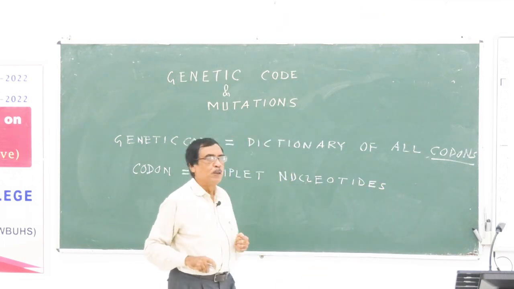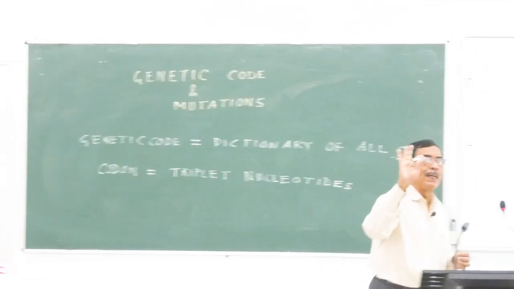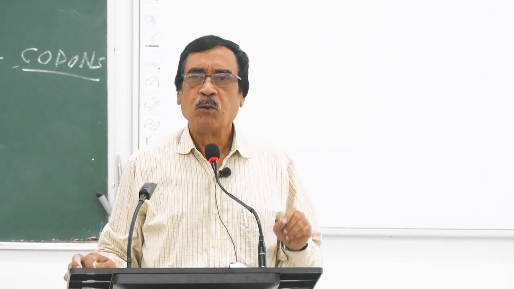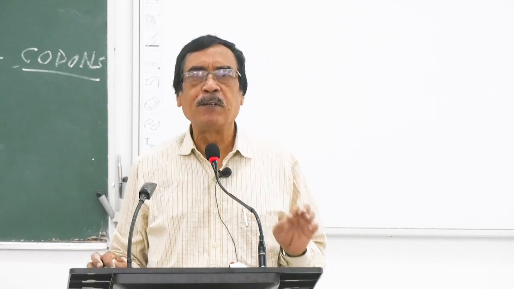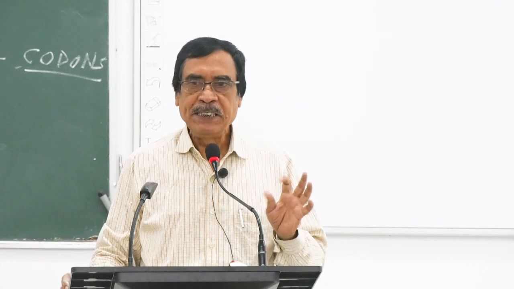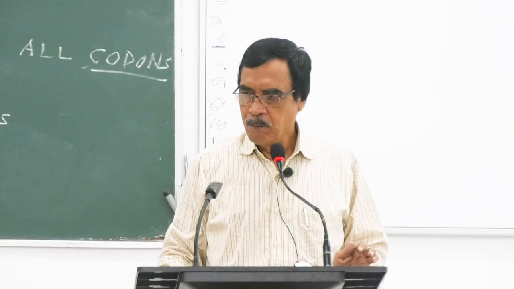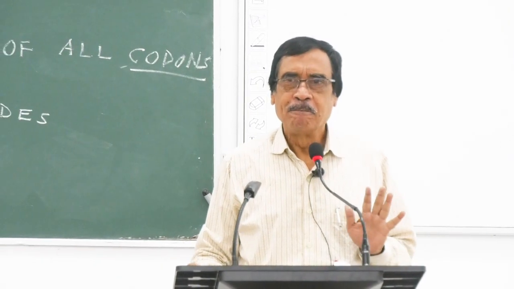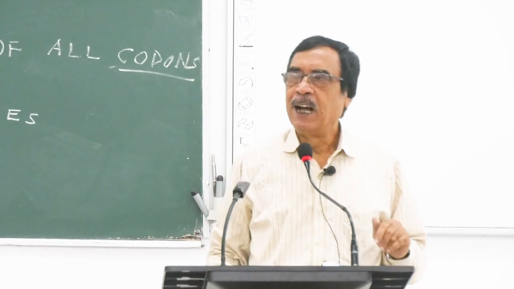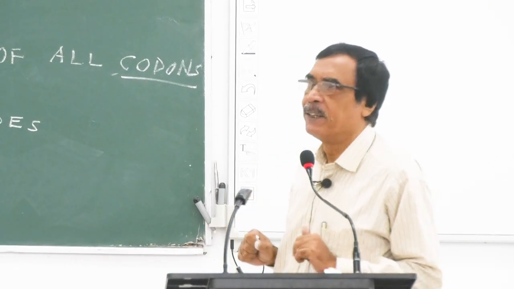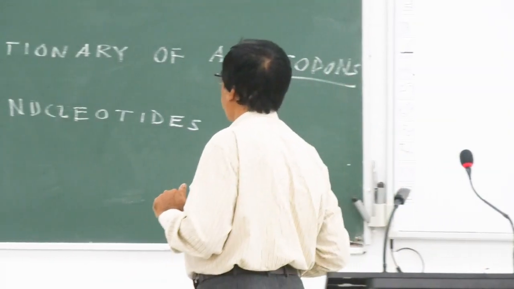nucleotides, and these nucleotides come from the 4 types of nucleotides present in the RNA. What are the nucleotides present in the RNA? There are 4 types of nucleotides, that is A, C, U and G. A, C, U and G, there is no T. Out of these 4 letters, 3 letters are coined, and that is a triplet codon.